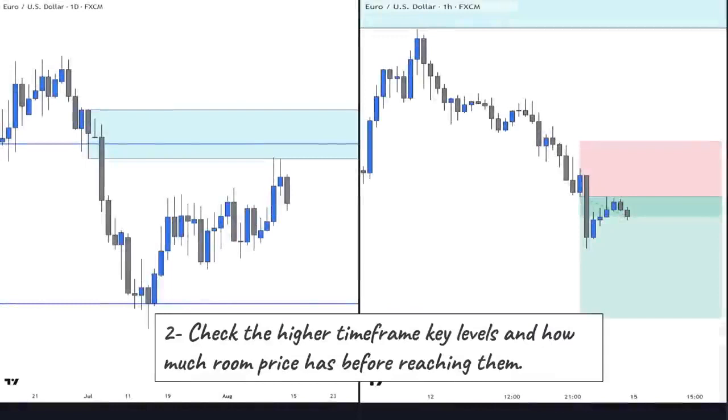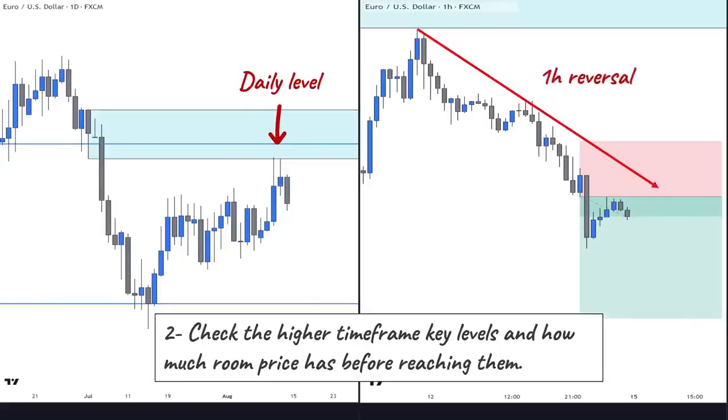Number 2. Check the higher time frame key levels and how much room price has before reaching them. A small reaction to a higher time frame key level can be a major direction change in the lower details. When the price mitigates a higher time frame key level, there's a higher chance we will witness a temporary reversal. Also, we should always check the higher time frames to see how much room we have to reach the higher time frame key levels.